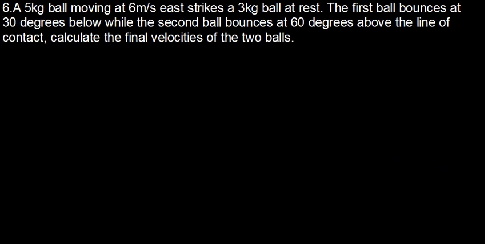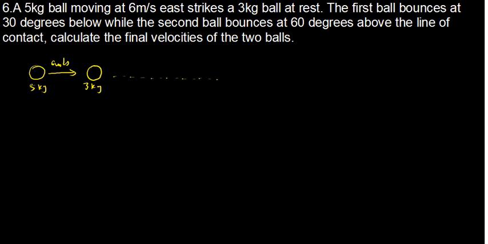Another question given: a 5 kg ball moving at 6 meters per second east strikes a 3 kg ball at rest. The first ball bounces at an angle of 30 degrees below, while the second ball bounces at 60 degrees above the line of contact. So you've got this ball which is moving, it has a mass of 5 kg, and it is moving in that direction at 6 meters per second. It strikes another ball which has a mass of 3 kg. This is what we are calling the line of contact.